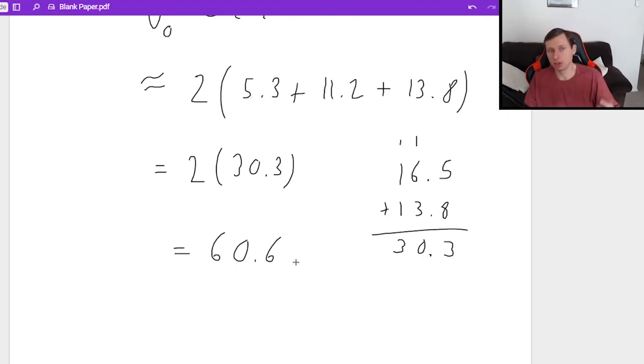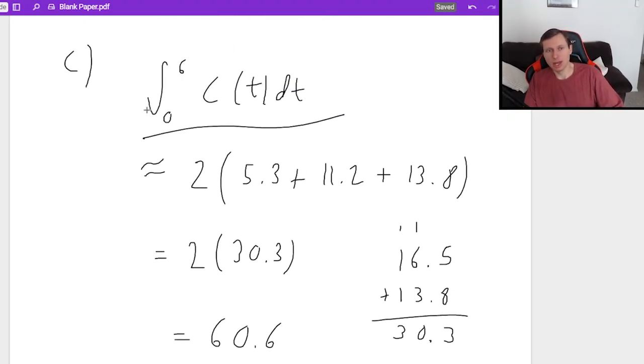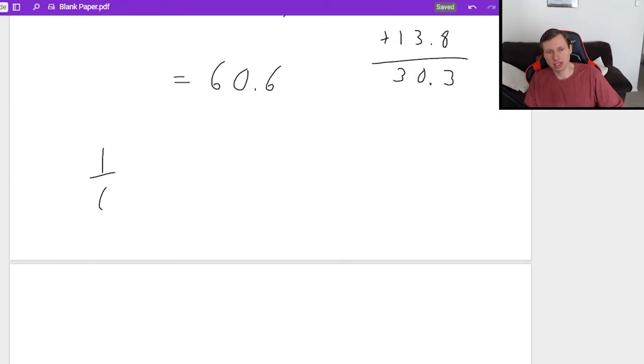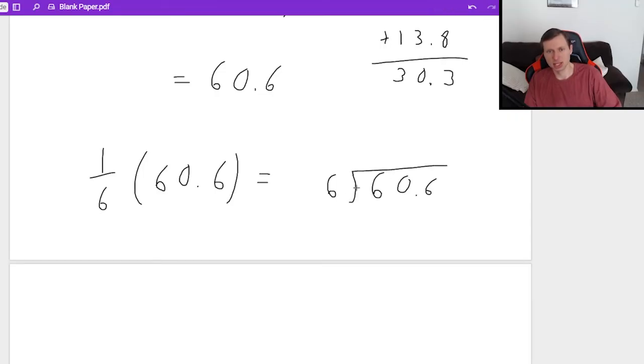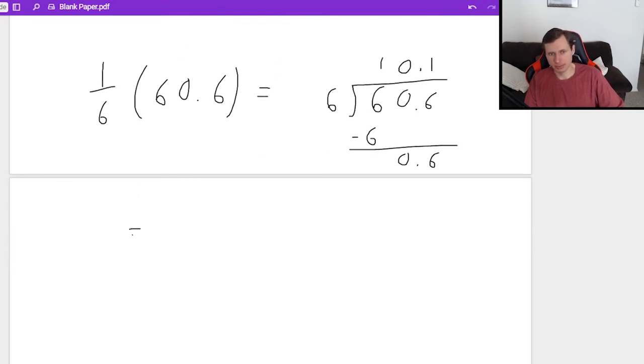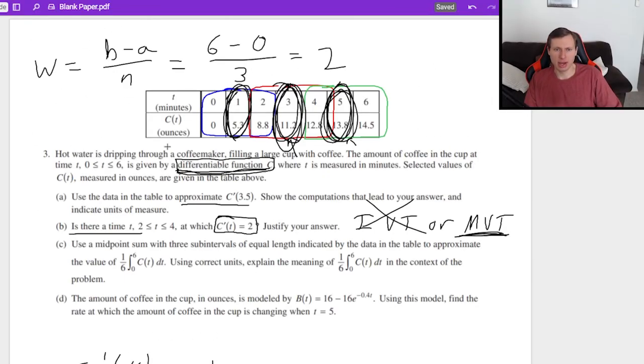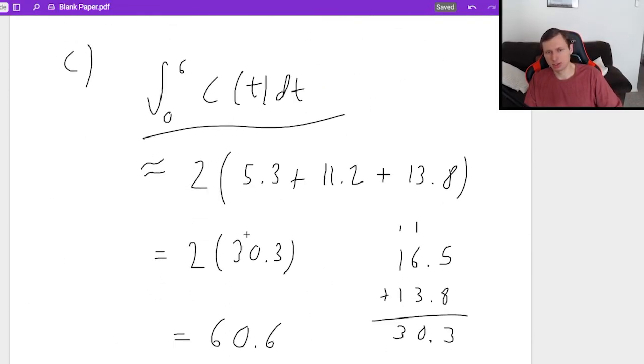Now that's not the final answer, again, because that's just the integral. They wanted 1/6 times that integral, so 1/6 times 60.6. I'm going to do long division because, again, I don't want to mess this up. So 60.6 divided by 6. That goes into the 6 once, minus 6. That would be 0.6. That's 0. And then 1. Okay, looks like 10.1. 10.1 is my answer. The units are going to be... What were we talking about? Ounces here? Yeah, it's going to be ounces.